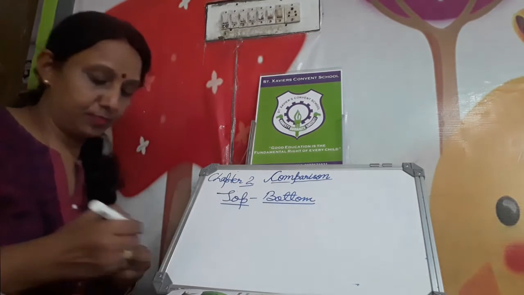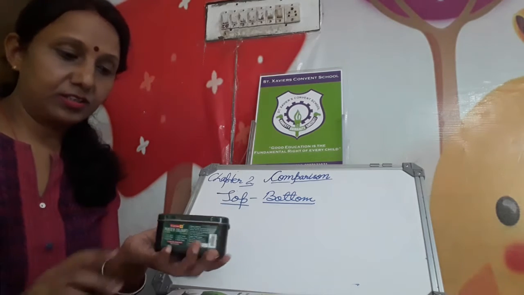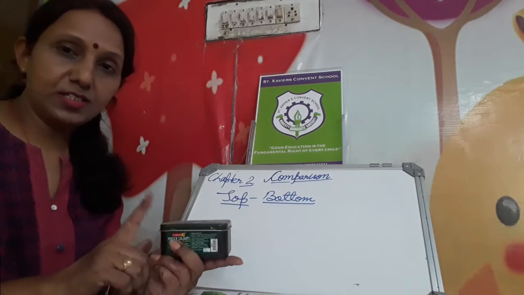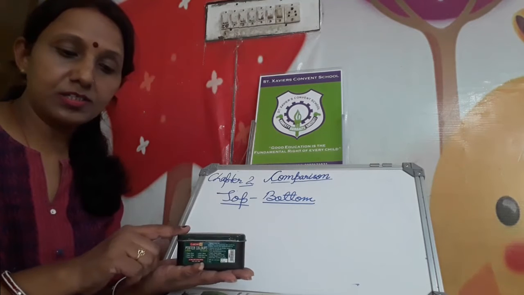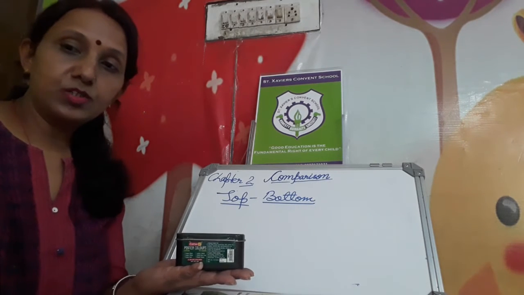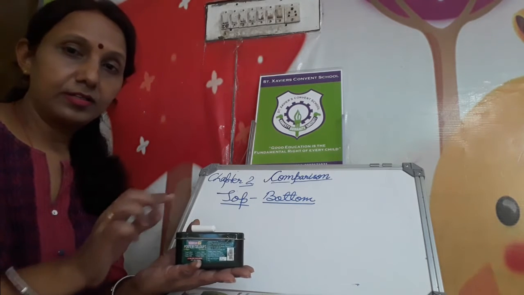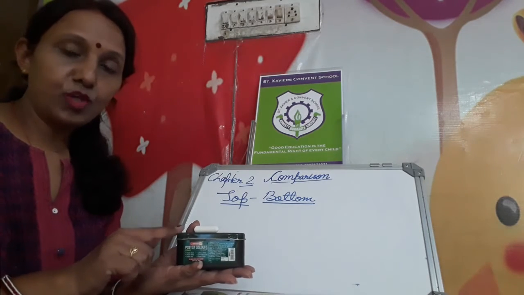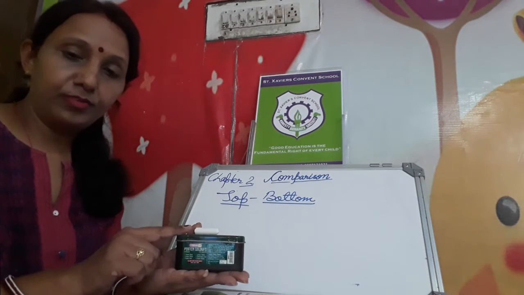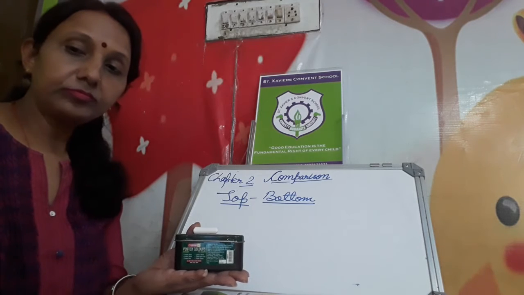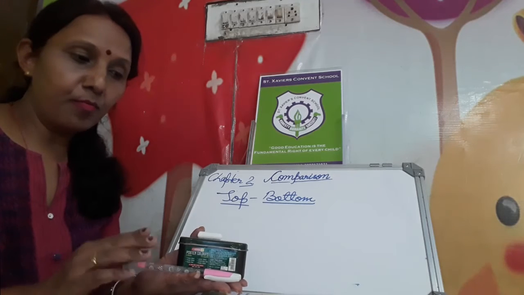Top and bottom. Here you can see this box. On this box, at the top of the box, you can see this chalk piece. This chalk piece is at the top of the box, and this pen is at the bottom of that box.